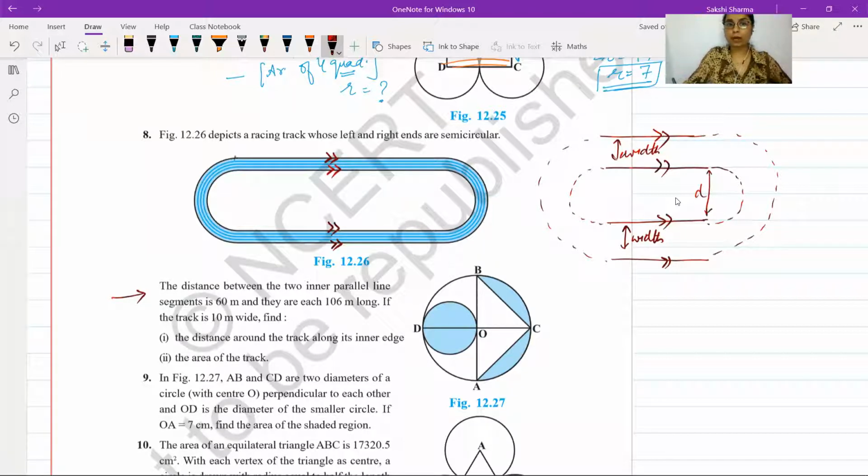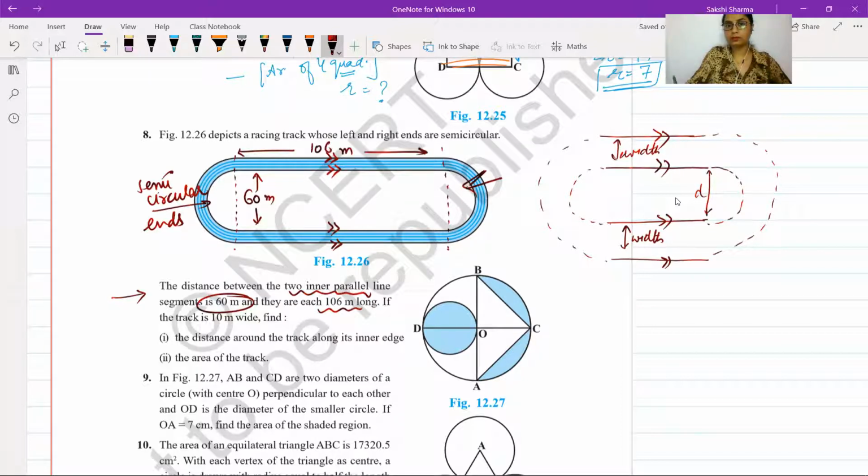We will have 4 parallel lines if we divide our figure into parts in this way. So there are semicircular ends on both sides, whereas in between you can see you have 4 parallel lines. Out of these 4 parallel lines, the distance between the inner 2 is 60 meters. The distance between the inner 2 parallel lines is 60 meters, and the length of these parallel lines is 106 meters. So the length of each of these 4 lines is 106 meters.